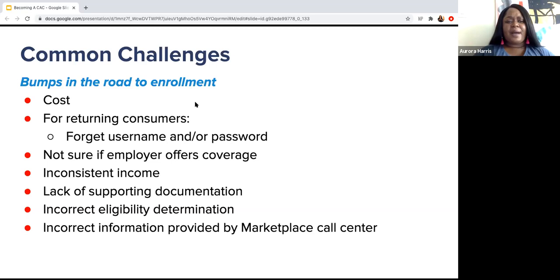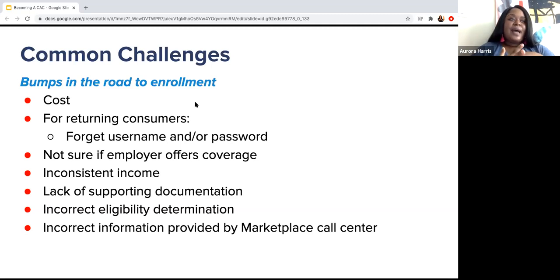So here are some more common challenges, bumps in the road to getting folks enrolled. Once someone gets that eligibility letter, let's say they got a tax credit, that's what you really want. Those are the great appointments. There are still some bumps in the road to actually getting people to enroll in a plan and pay that first premium payment.